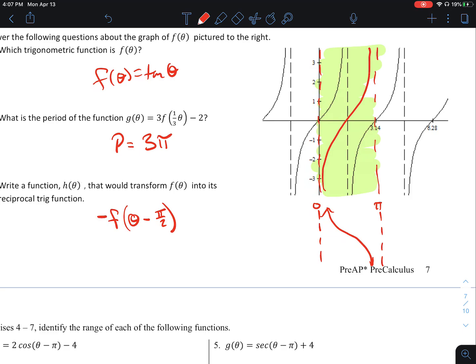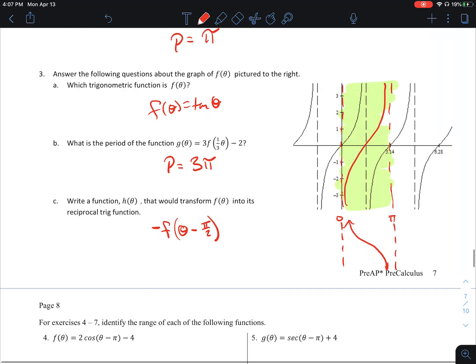Well, if I do a vertical reflection, that would fix that. So h of theta equals negative f times the difference of theta and pi over 2. That would transform f of theta into its reciprocal trig function, cotangent of theta.